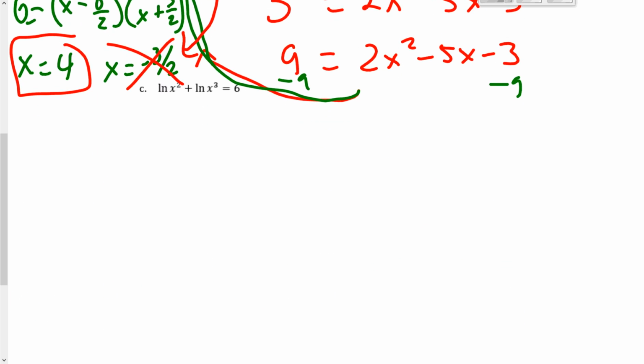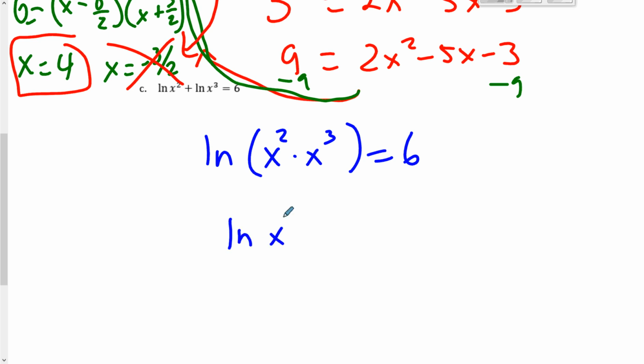Okay, looking at this one, we got ln. Again, we can combine these logs by multiplying, keep them under ln. And then we can go ahead and add our exponents here. We can switch these to exponential. My base is e.